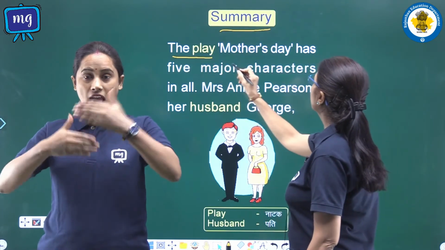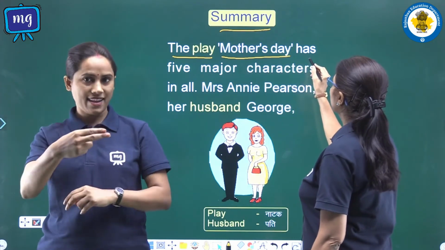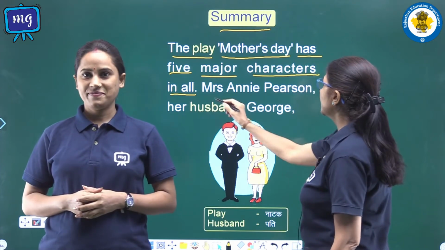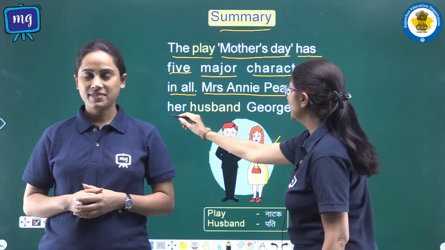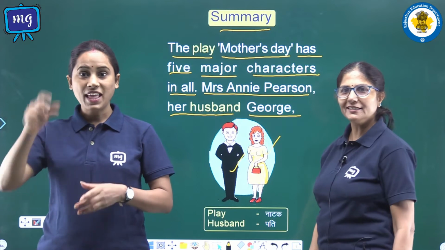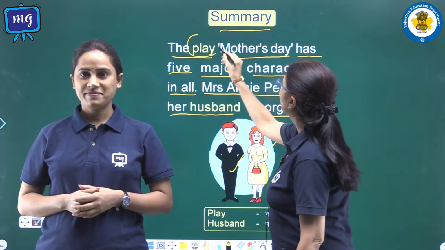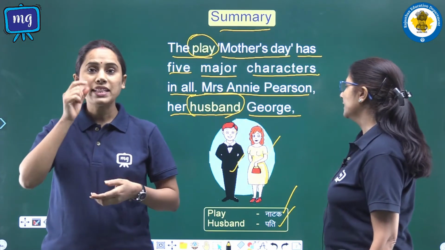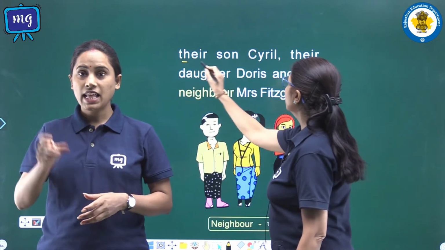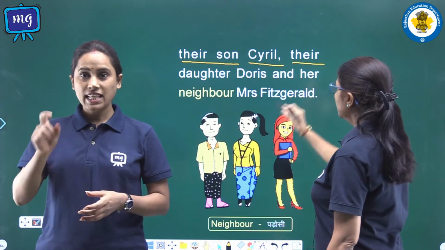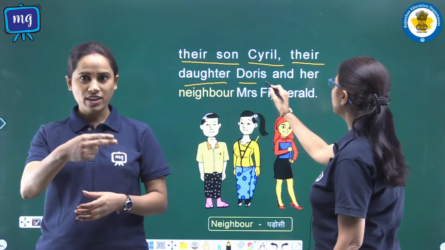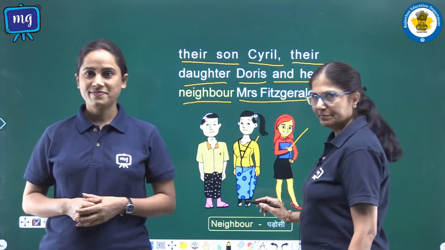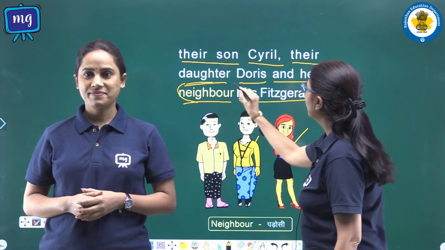The play Mother's Day has 5 major characters in all. Mrs. Annie Pearson, her husband George. Word meaning: play, natak, husband, pati, their son Cyril, their daughter Doris, and her neighbor Mrs. Fitzgerald. Word meaning: neighbor, padosi.